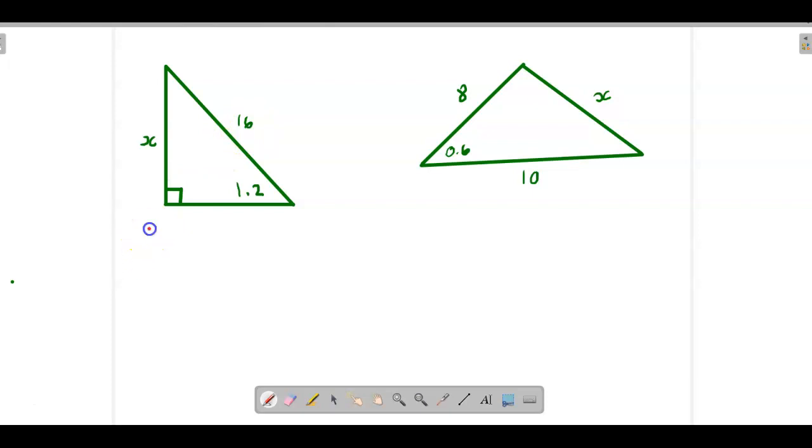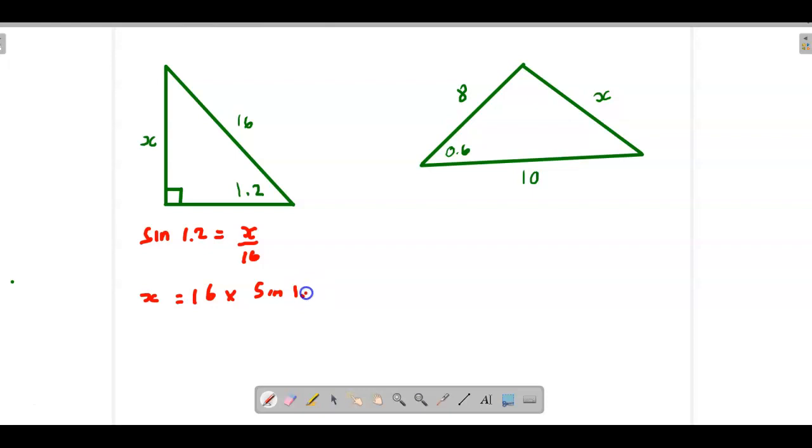So that tells me I'm going to use sine. So I'm going to use sine 1.2. Now the only thing I need to know now is I'm in radian mode. So make sure your calculator's in radian mode. But we still have opposite divided by hypotenuse. It still works. So if we rearrange that, x is 16 times sine 1.2.